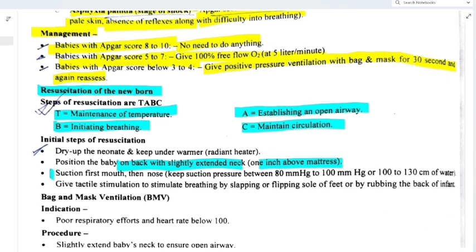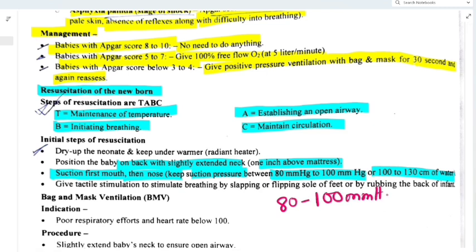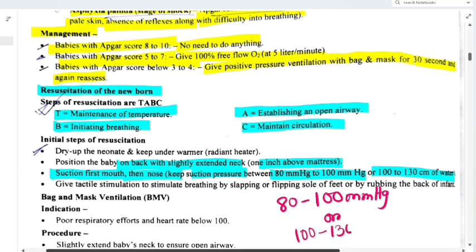Then suction, first mouth, then nose. Give suction pressure between 80 to 100 mm Hg or 100 to 130 centimeter of water. They ask these 2 points in viva also. Sometimes they may ask you what the suction pressure for a newborn is. So you have to remember both, that is 80 to 100 mm Hg or 100 to 130 centimeter H2O. You have to remember these two anyway because this is a 5-star question.